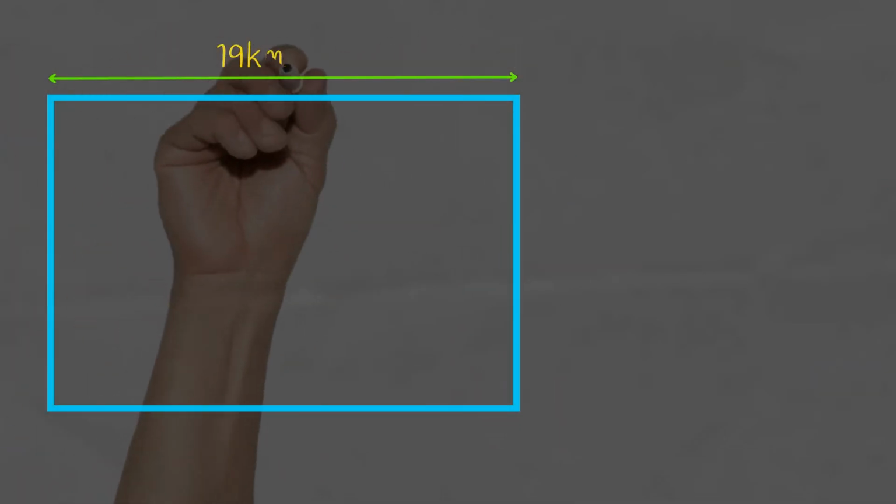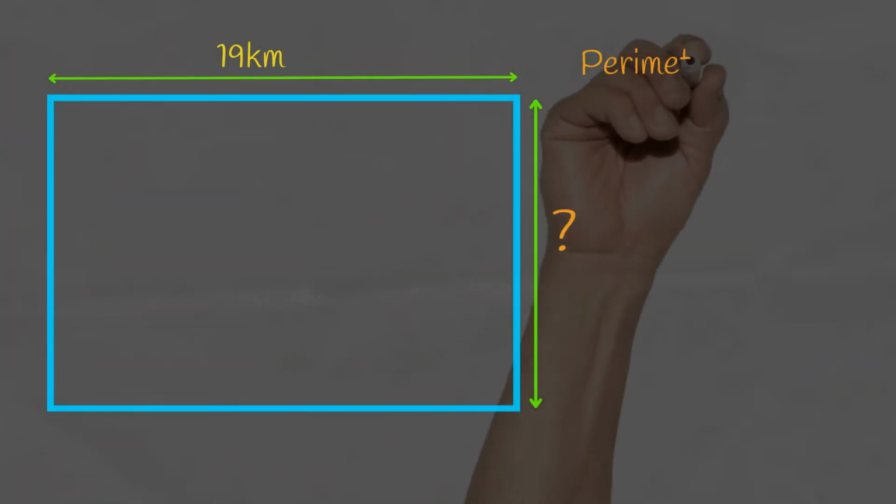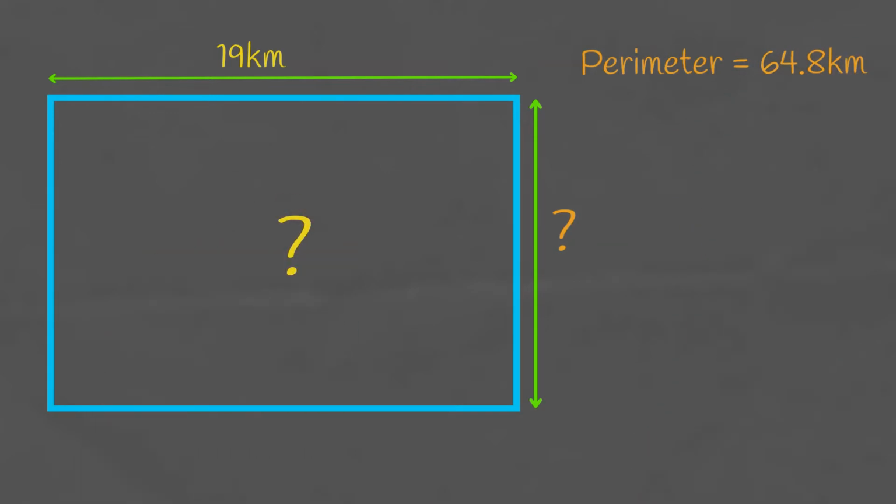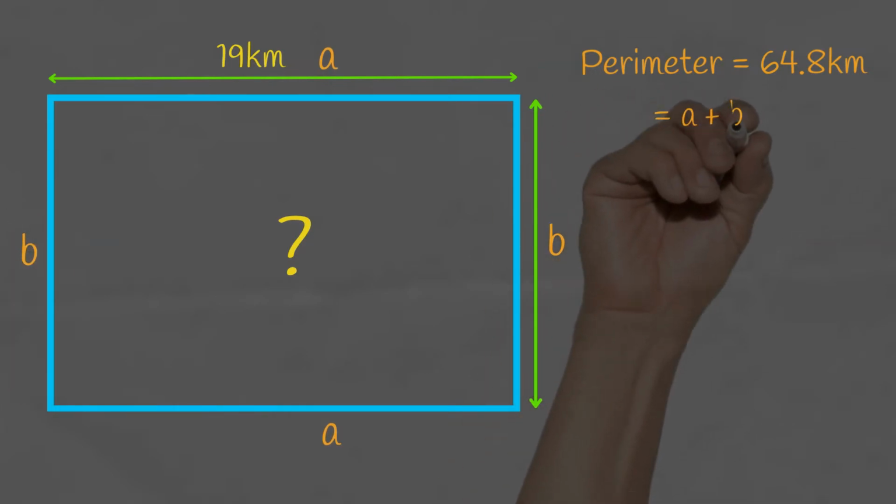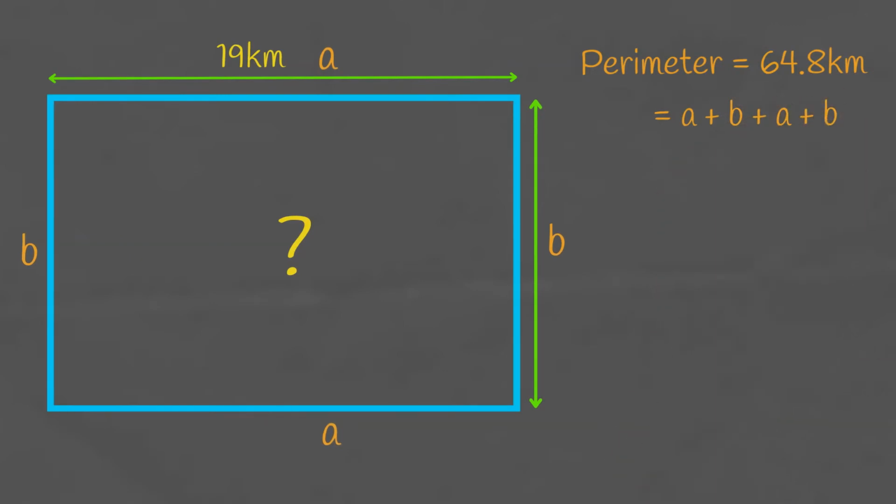But what happens when you have a rectangle and you have the length but not the width, and you have the perimeter but you don't have the area? Can we work out the width and the area from this information? Well, yes, we can. If we call this side A, and then the opposite side is also A because they're the same length, and then we'll call this side B, and this side opposite is also B because they're the same length, then the perimeter is A plus B plus A plus B, or 2 times A plus B.